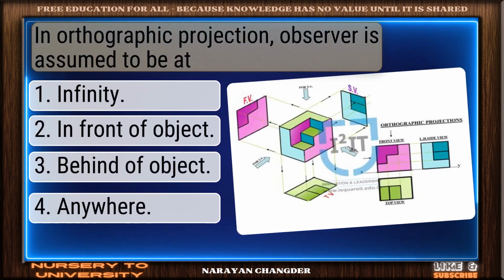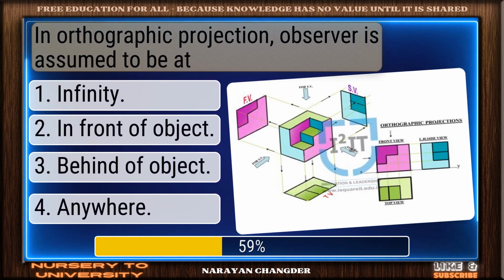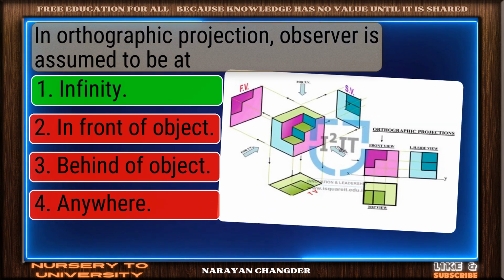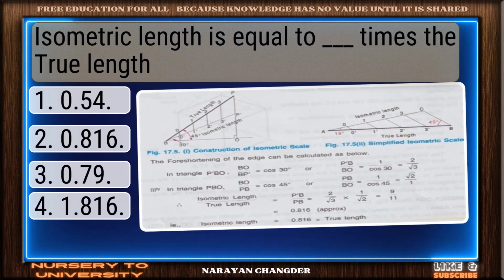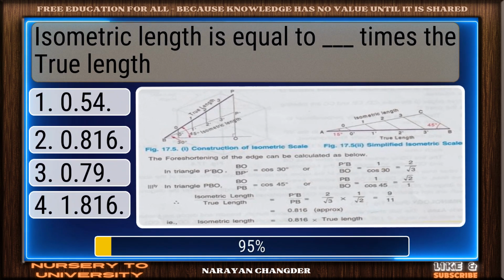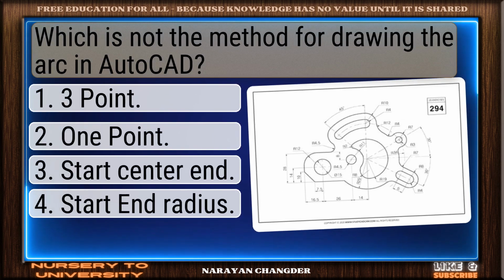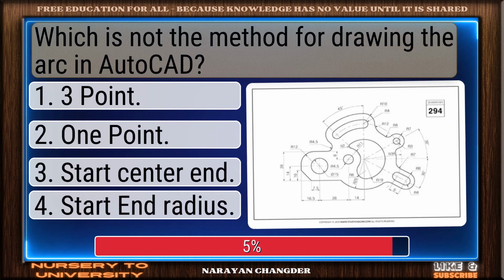In orthographic projection, observer is assumed to be at. Excellent. Infinity is a brilliant choice. A symmetric length is equal to dash times the true length. Correct. 0.16 is the right answer. Which is not the method for drawing the arc in AutoCAD?